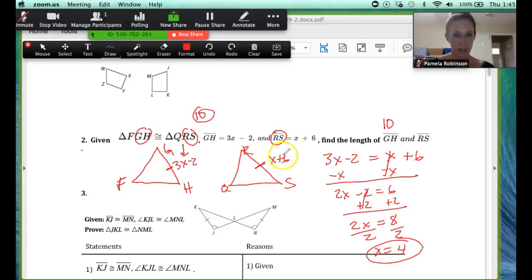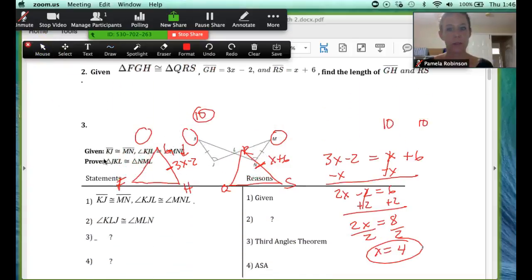Now let's look at RS. I don't even have to plug it in because they're congruent, so this should be 10. But double check it to make sure you did it right. Plug in 4: 4 plus 6 is 10. They're both 10. Woohoo, we did it. That's how you can check your work on that one. All right, number 3 is a proof.